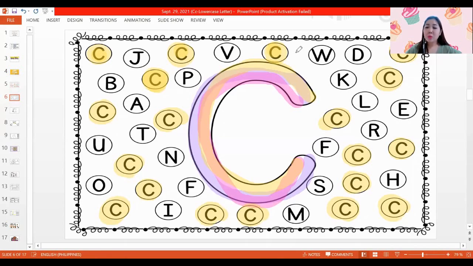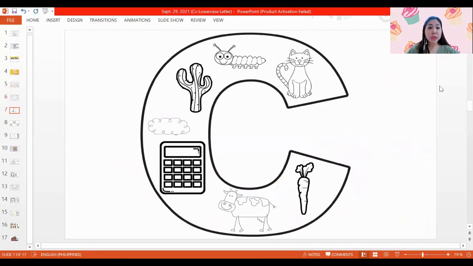So now for our review, let's see what are the pictures that begin with the letter C. Remember, the sound of C is K, K. The sound of C is K. The sound of C is K. All the letters make a sound. The sound of C is K.